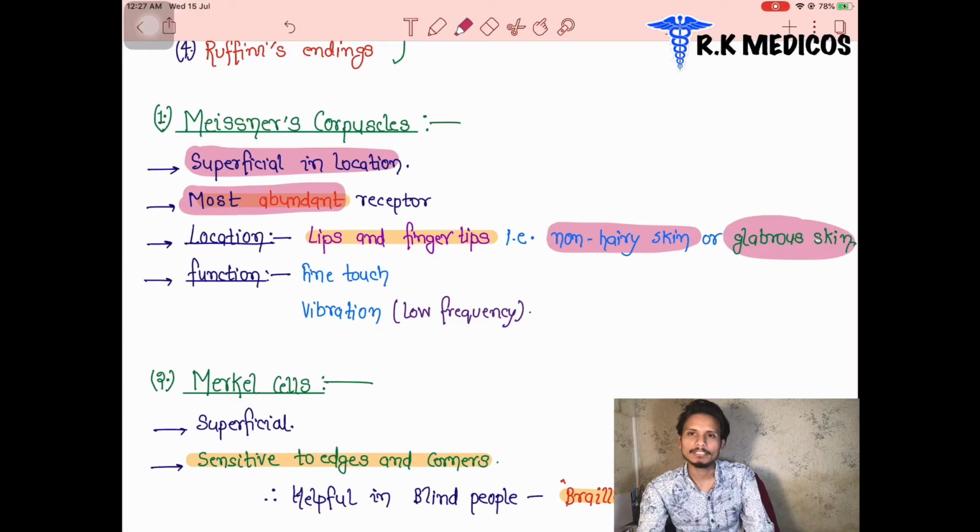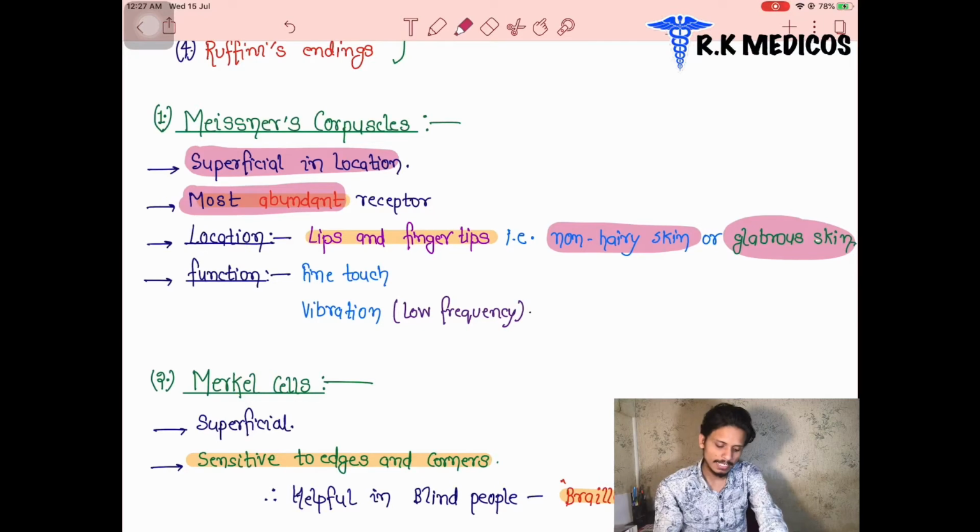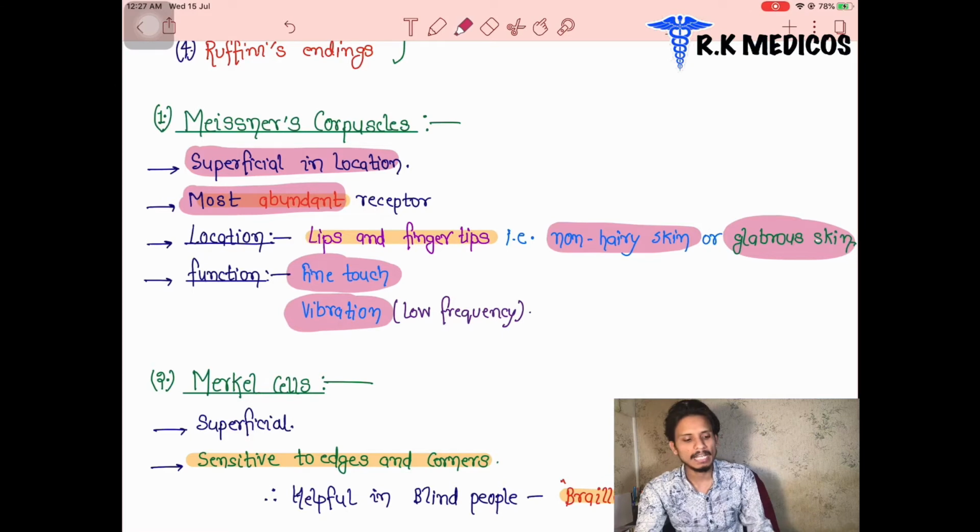So now you tell me, where are the Meissner's receptors located? In the fingertips, lips and the non-hairy skin, or glabrous skin. Next, what is its function? The function is fine touch and vibration, vibration with low frequency. When there is any vibration with very low frequency, it will be sensed by the Meissner's corpuscles, the touch receptors.